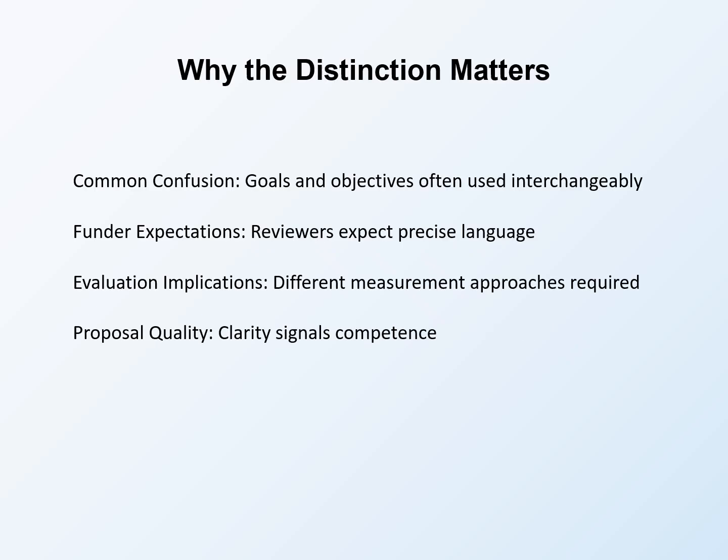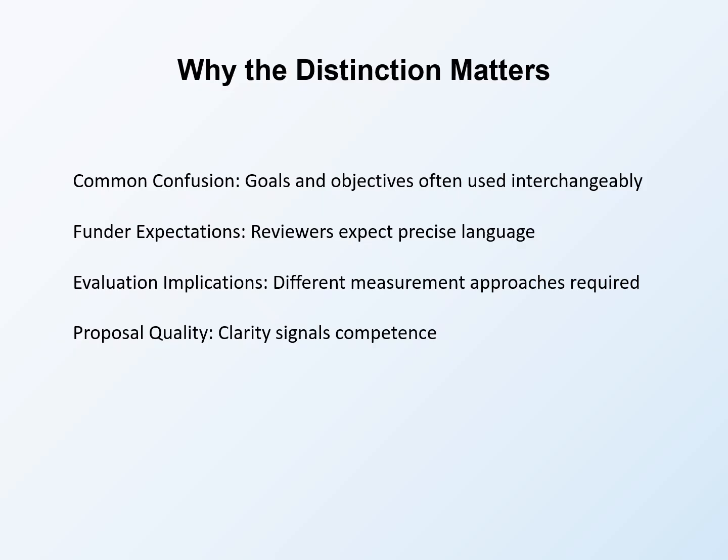The distinction between goals and objectives matters significantly in grant writing. Common confusion arises because goals and objectives are often used interchangeably in everyday language. Many grant writers treat them as synonyms. This imprecision weakens proposals. Funder expectations require precise language. Reviewers are trained to distinguish goals from objectives. When you confuse them, reviewers question your understanding of program design.